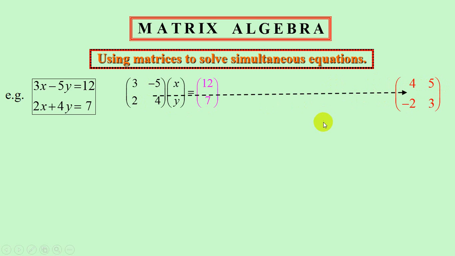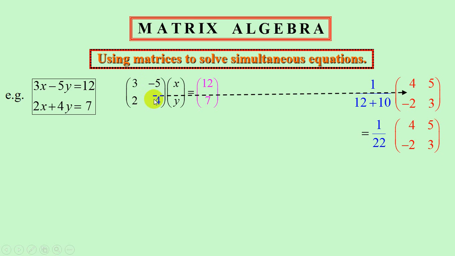We now need to find the determinant. Looking at the original, 3 times 4 is 12, subtract 5 times minus 2, which is minus 10, and minus minus 10 gives us plus 10. So our determinant is 12 plus 10, giving us 22. So we're going to multiply this new matrix by 1 over 22, and that is the inverse matrix of 3, minus 5, 2, 4.